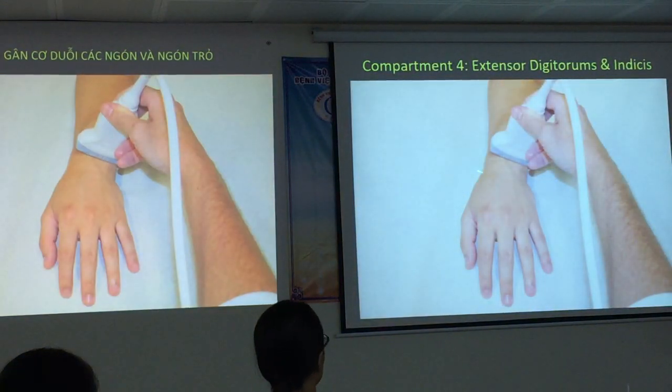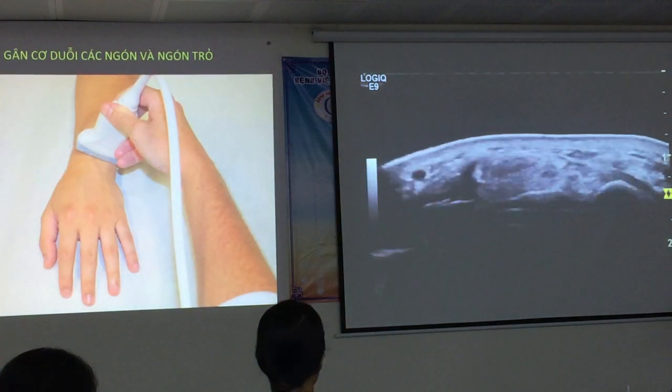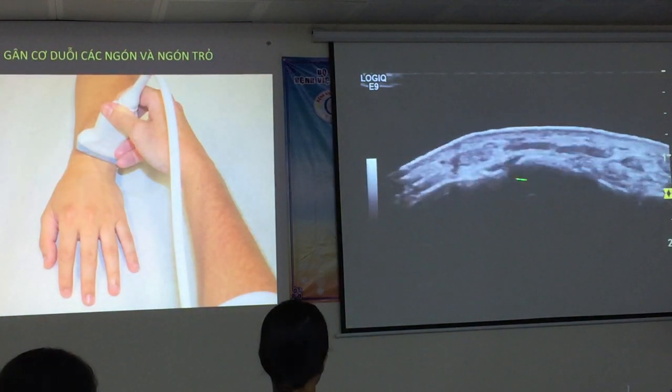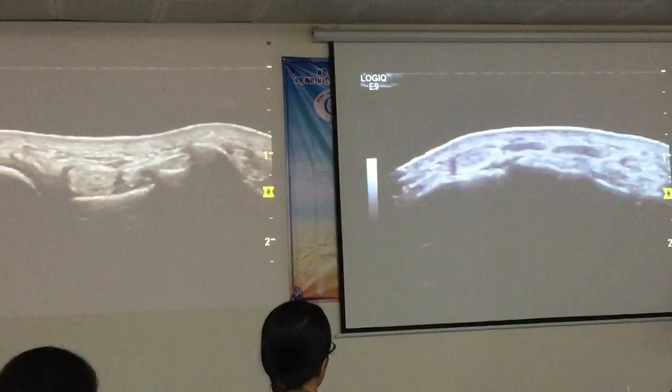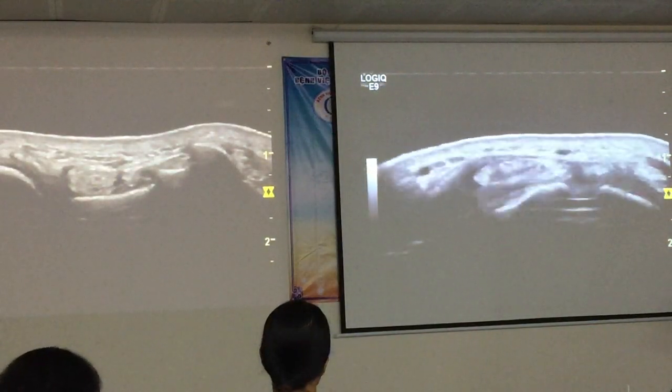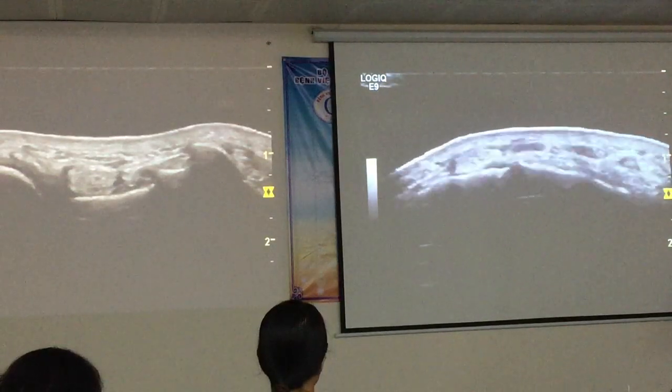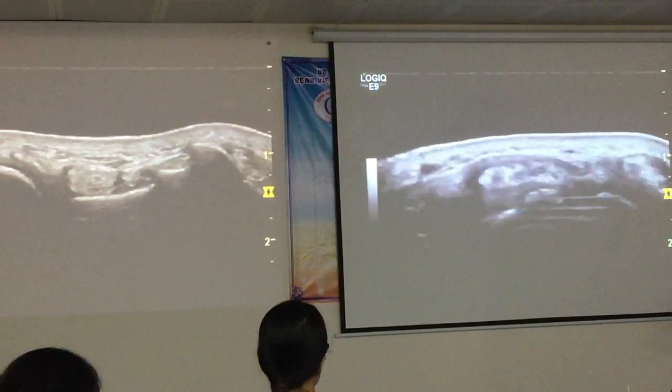So just moving a little bit more dorsally, we come to compartment 4. Mình tiếp tục di chuyển đầu giò ở cái mặt lưng của cổ tay để khảo sát cái ngăn 4. And compartment 4 houses most of the tendons. So these are all the extensor tendons of the hand. Ngăn 4 này sẽ chứa các gân duỗi các ngón và duỗi ngón trỏ.